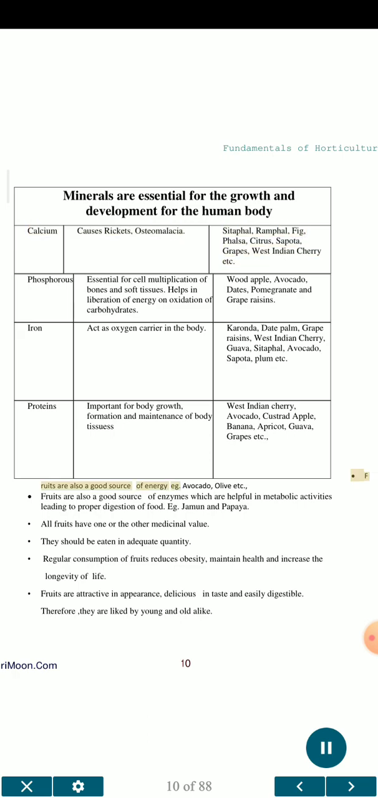Fruits are also a good source of energy, e.g. avocado, olive, etc. Fruits are also a good source of enzymes which are helpful in metabolic activities leading to proper digestion of food, e.g. jamun and papaya. All fruits have one or the other medicinal value. They should be eaten in adequate quantity.